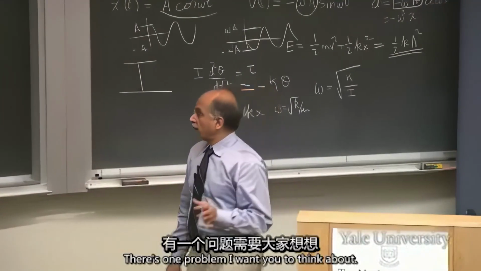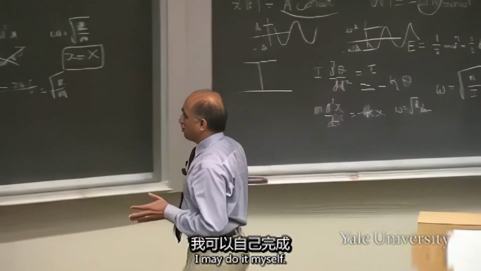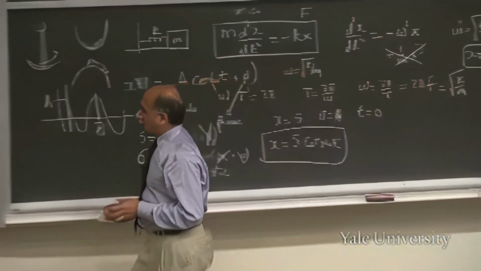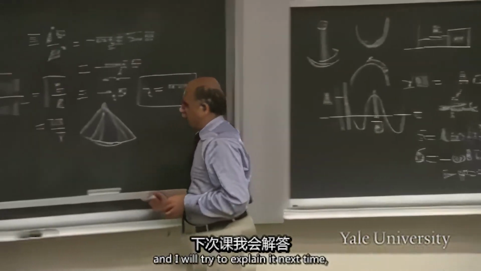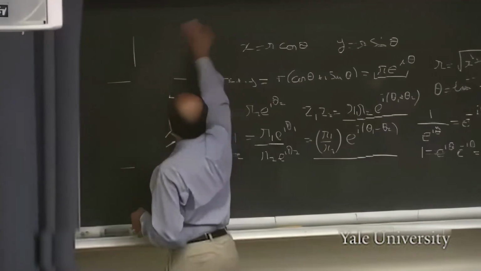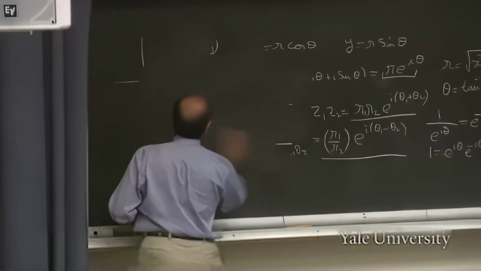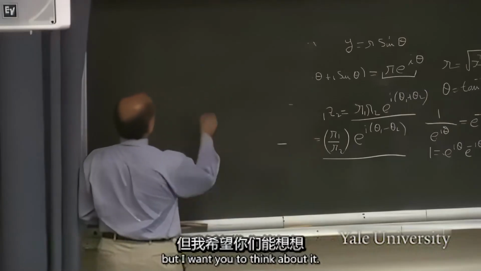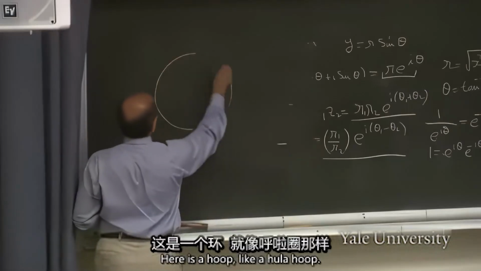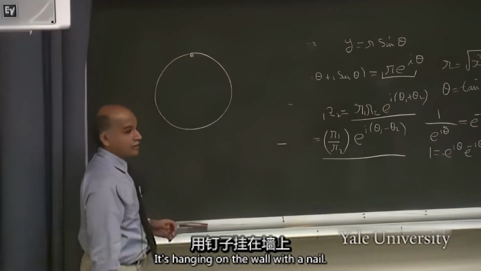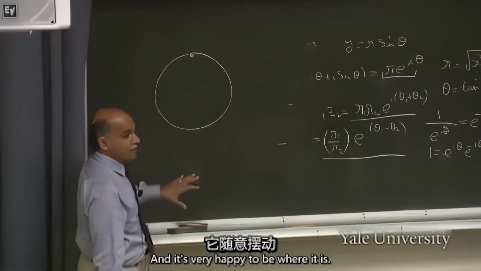There's one problem I want you to think about. I may do it myself, or I think you should try to read up on it, and I will try to explain it next time, which is the following. I will give the problem to you, and I will do it for you next time, but I want you to think about it. Here is a hoop, like a hula hoop. It's hanging on the wall with a nail, and it's very happy to be where it is.